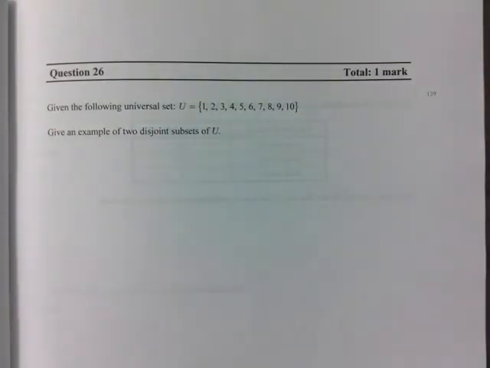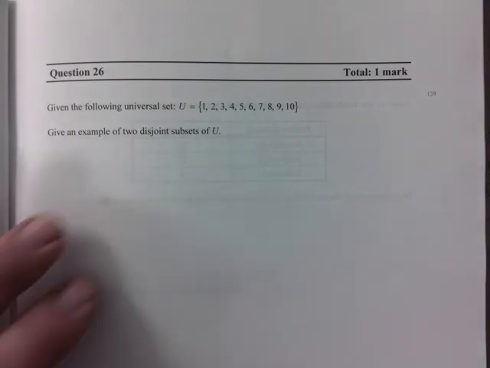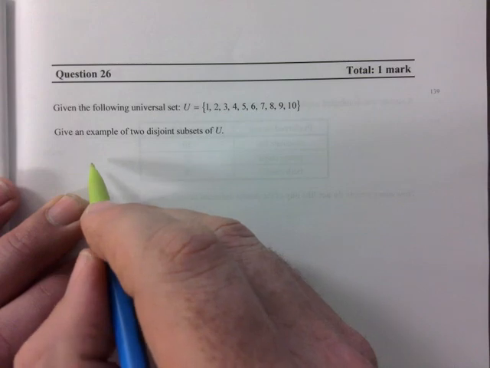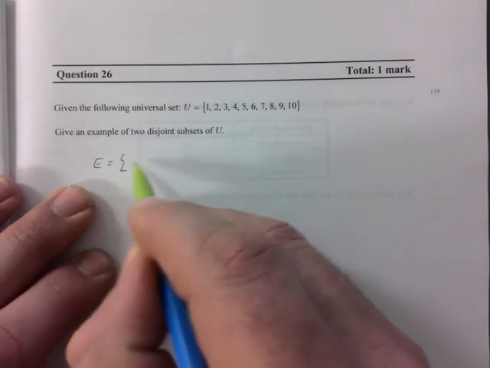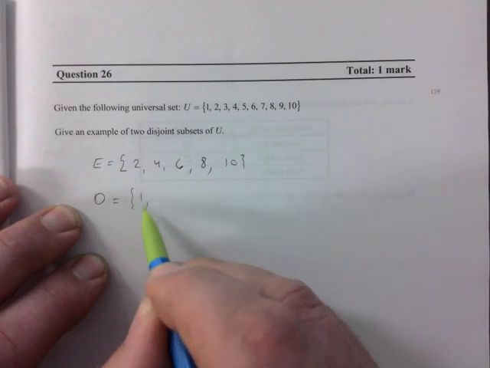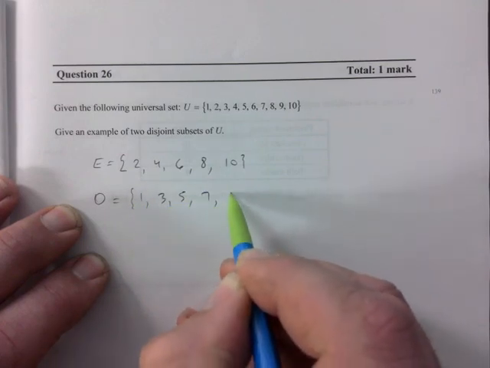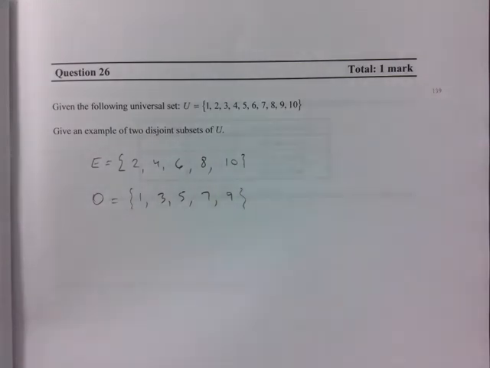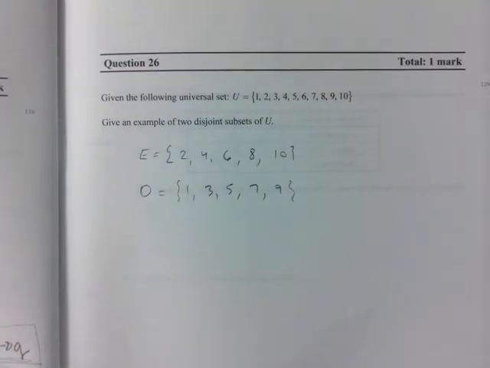26. Given the universal set 1 to 10, give an example of two disjoint subsets of U. I like odds and evens, guys, when it comes to disjoint. To be honest, I'll just go evens: 2, 4, 6, 8, 10. Odds: 1, 3, 5, 7, 9. Does it matter if you had just 1 and 3? It wouldn't matter. As long as they're disjoint, they have nothing in common. You don't even need to draw a Venn diagram. This is it. Okay, keep going. 1 mark.